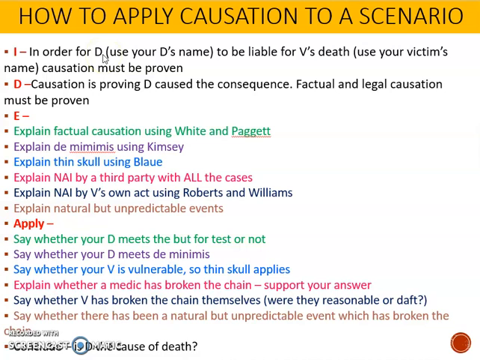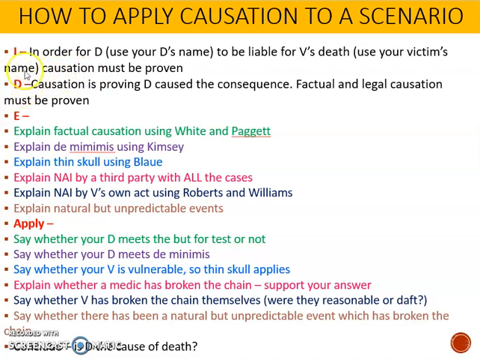So in our Charlotte and Sarah one, we would be saying, in order for Charlotte to be liable for the victim's death, and again, you want to use the victim's name from the scenario. So in order for Charlotte to be liable for Sarah's death, causation must be proven. So it's only a sentence, but it is identifying what the issue is in the scenario.